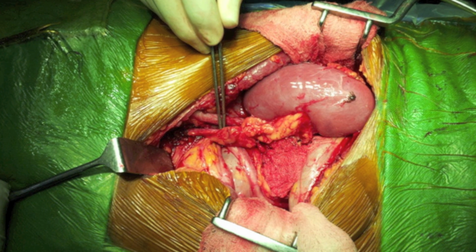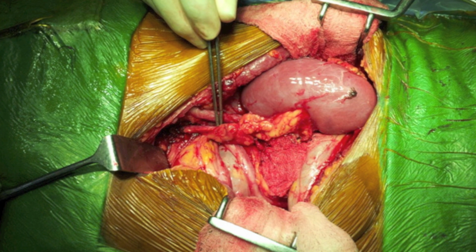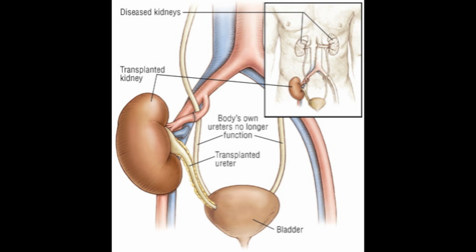When a matching kidney is finally found, a healthy kidney is removed from the donor and placed deep in the abdominal pelvic cavity. Upon placement, it is attached to the external iliac artery and vein, which will then provide blood to the new functional kidney.